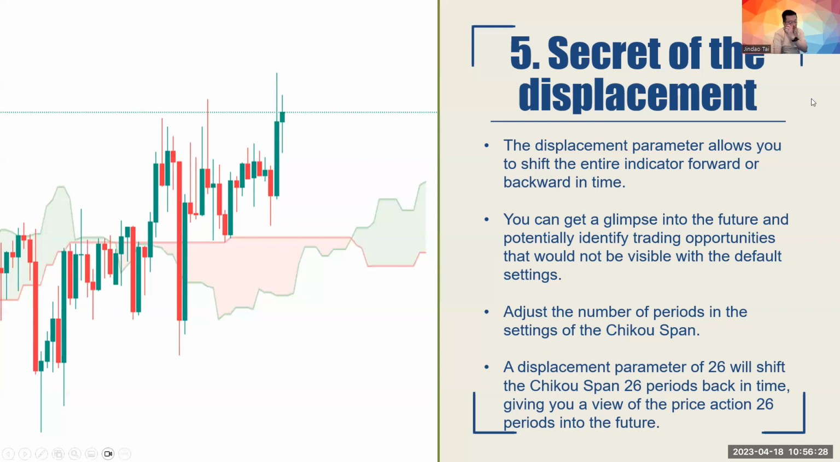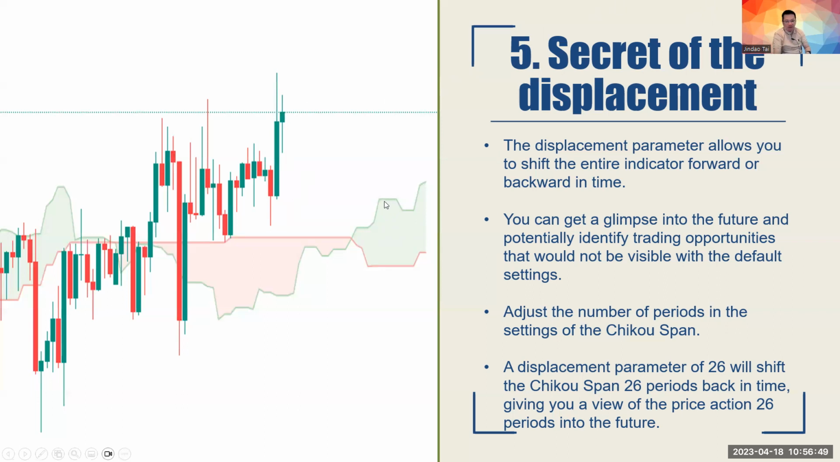Here, I've just moved the cloud. This is a standard setting of the cloud. And you see that price is above the cloud. It's trading above the cloud. We're seeing that it is forming a green cloud. So we do anticipate price to continue moving to the upside.